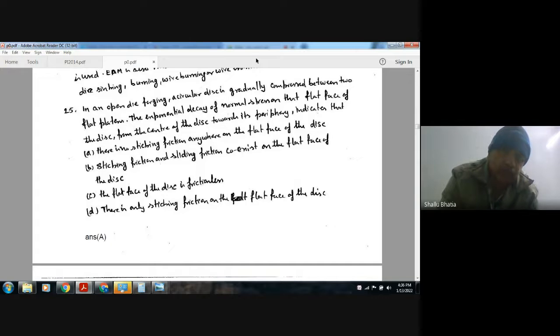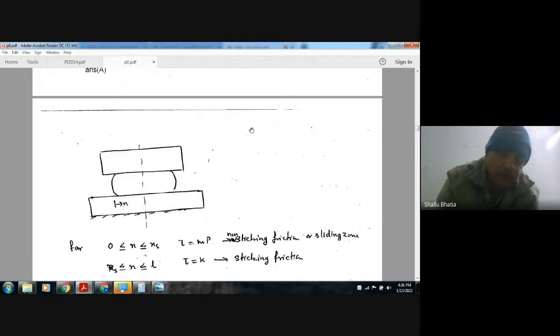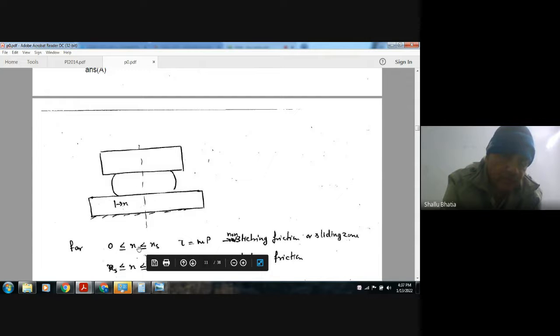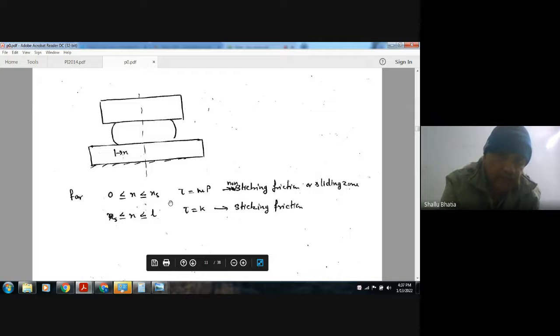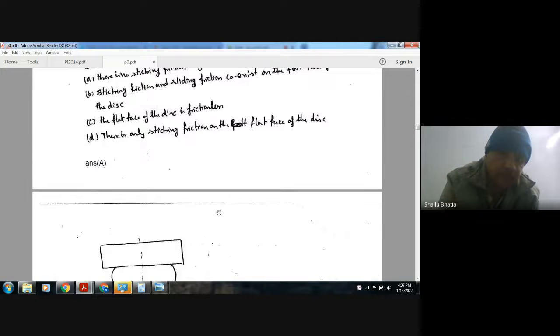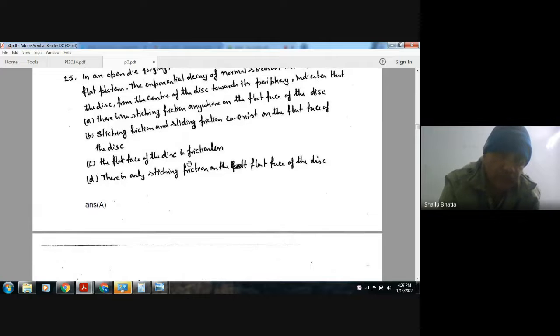So we have to determine this from the center of the disk towards the periphery. This is your plate, and this is your x. From 0 to xs, no sticking friction takes place. From xs to L, sticking friction takes place. So there is no sticking friction anywhere on the disk.